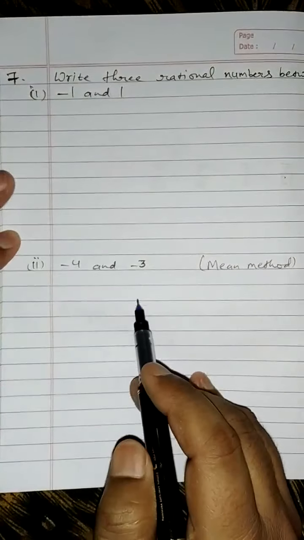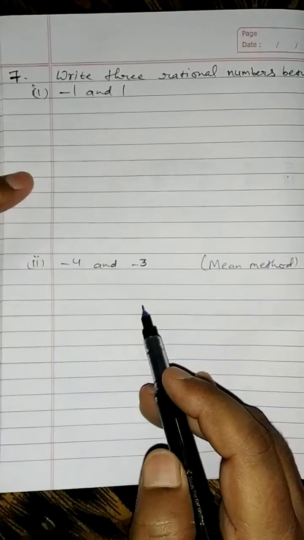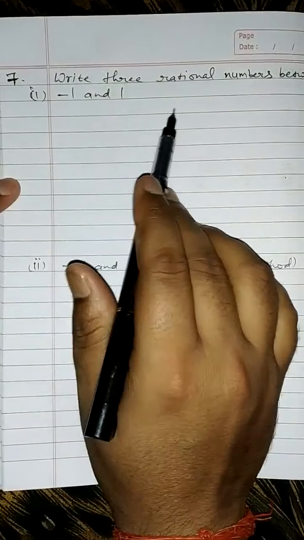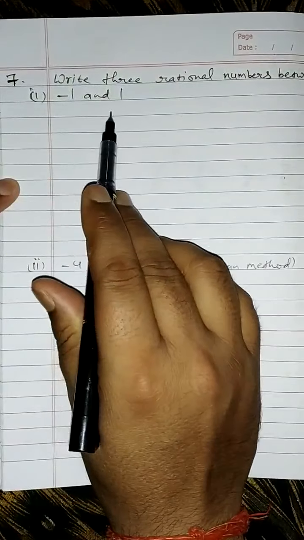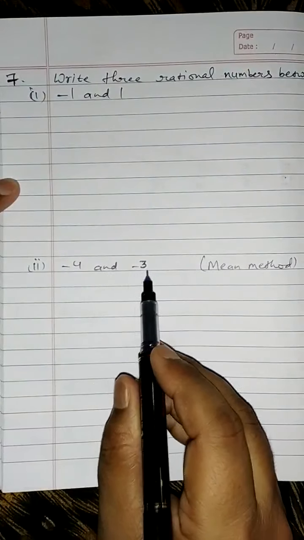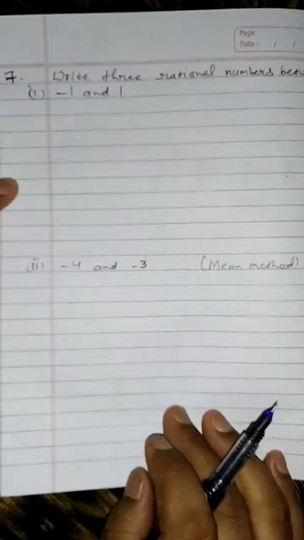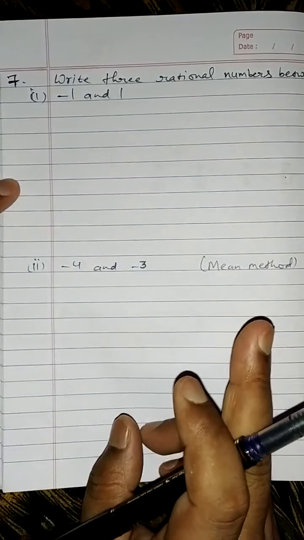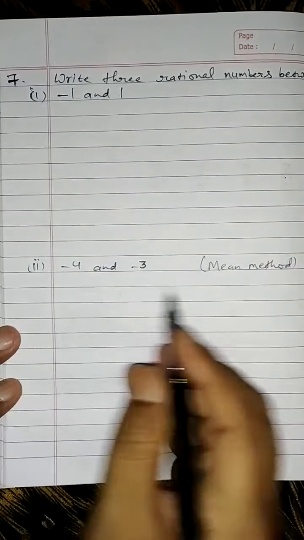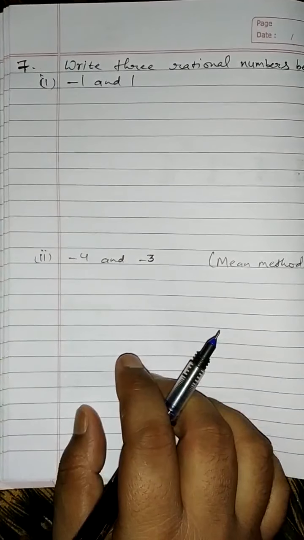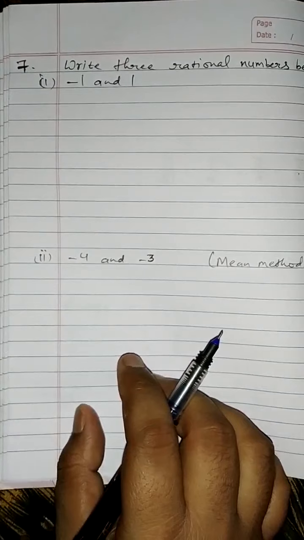Now the next and last question of this exercise is number 7. Write 3 rational numbers between minus 1 and 1. The second part is minus 4 and minus 3. Among these two questions I will solve this part using the mean method. Students, the mean method means adding the two given rational numbers and dividing the sum by 2.